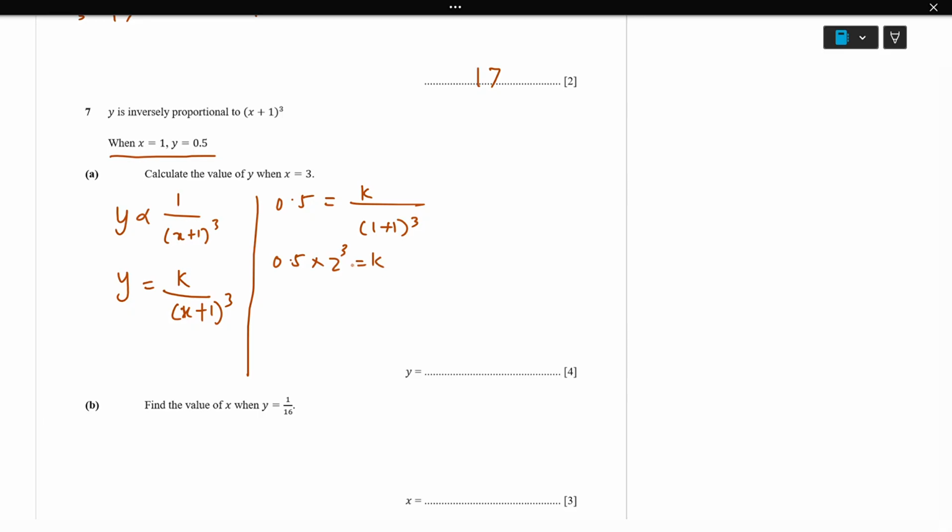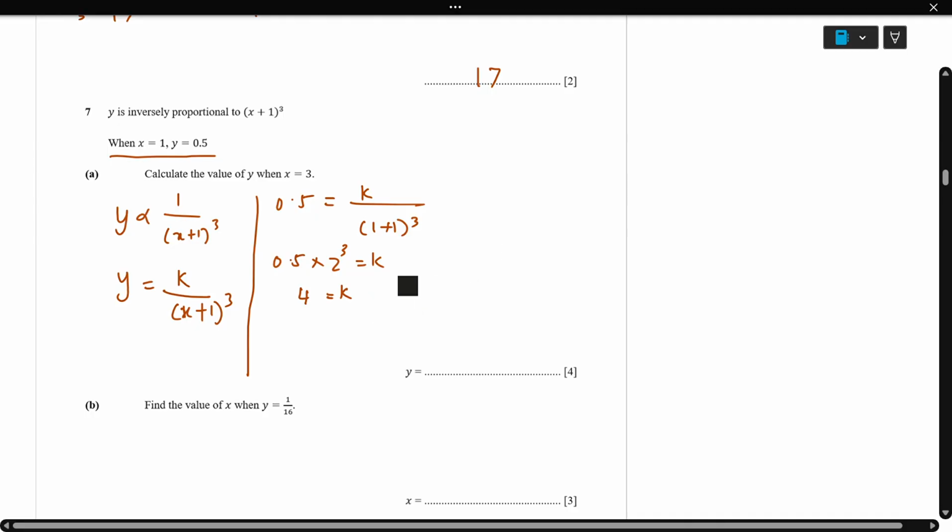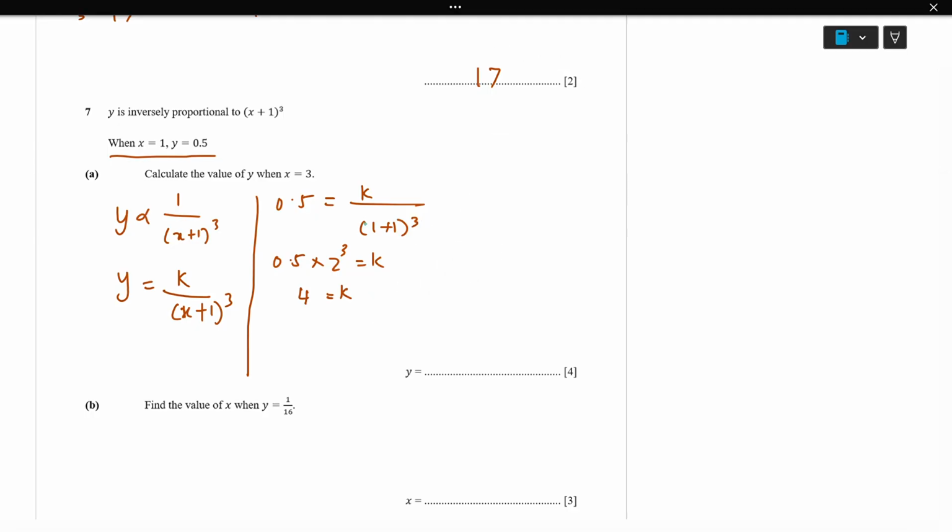So the answer is going to be 2 cube is 8. 8 times 0.5 is 4. So the answer is 4 here. Now we got k, just plug it in. So you will get y equals 4 over (x plus 1) whole cube.